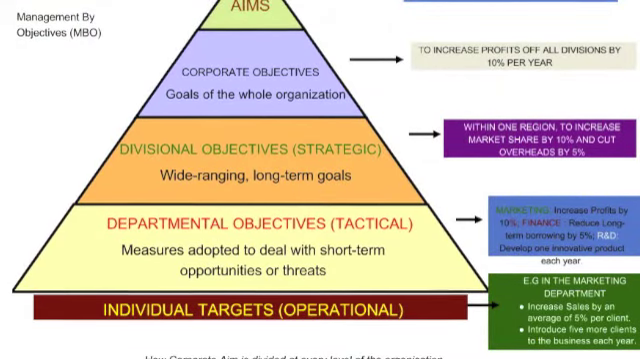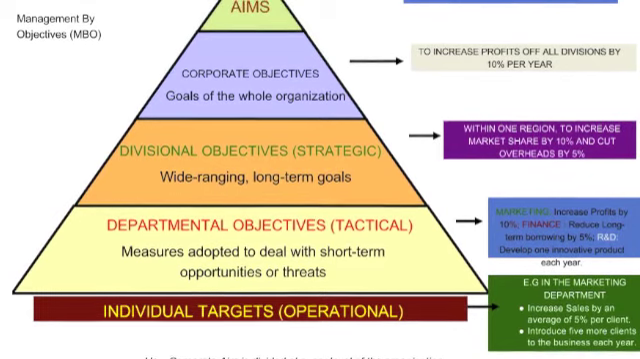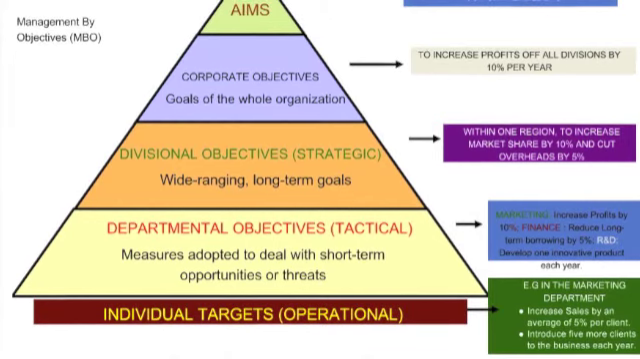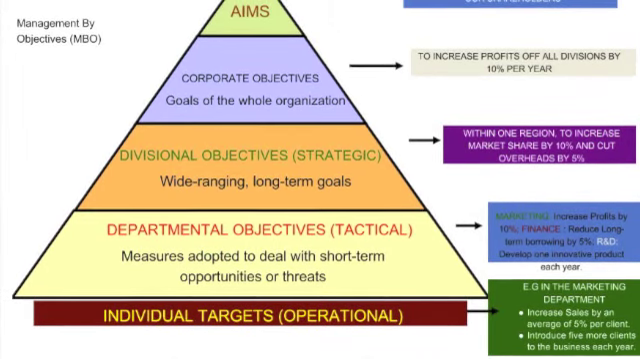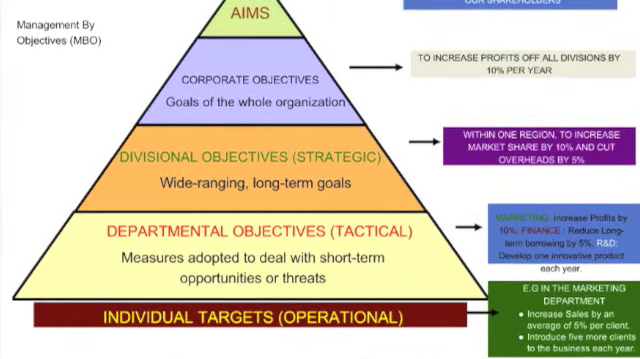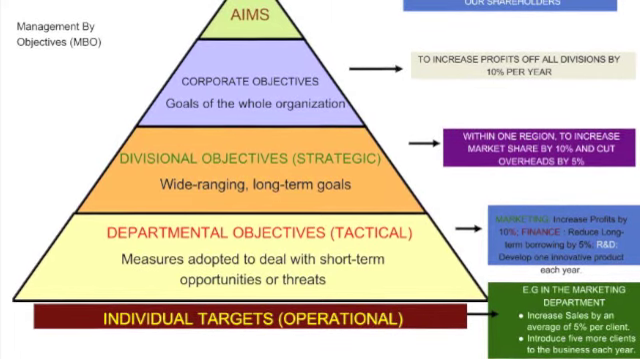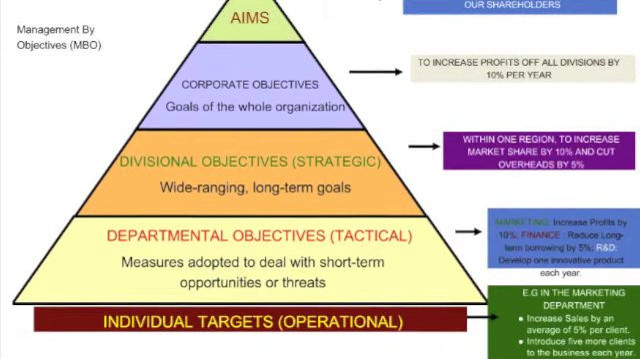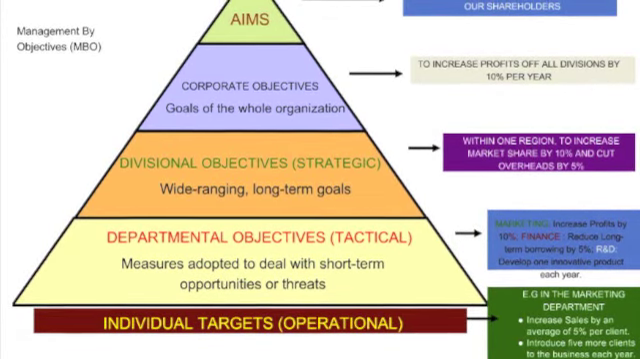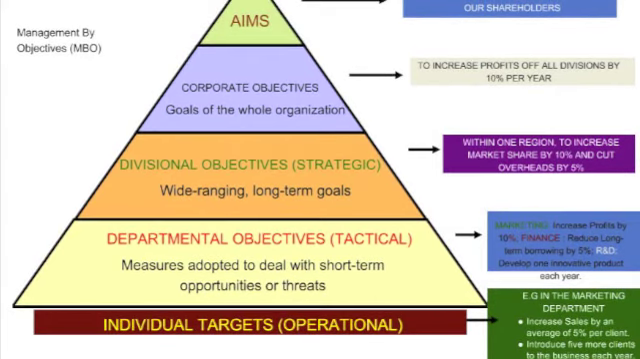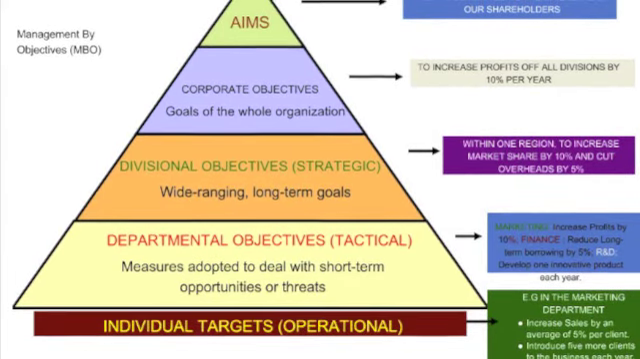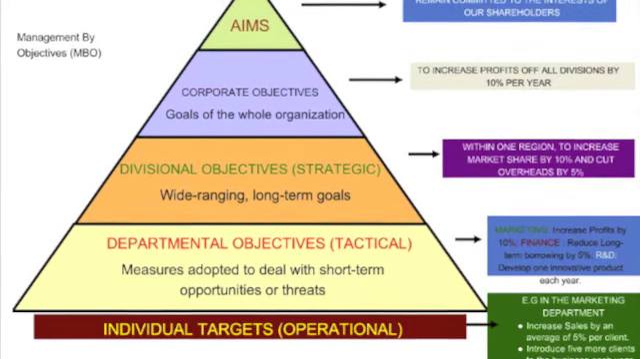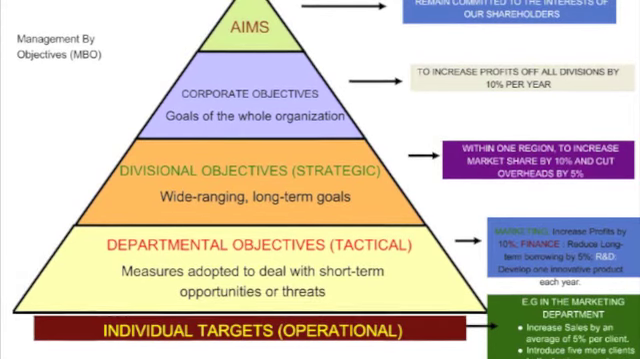This triangle shows the MBOs of a corporation. At the top of the pyramid are the aims, which in this case are to remain committed to the interests of the stakeholders. Following are the corporate objectives or the goals of the whole organization, which, for example, are to increase profits of all divisions by 10% per year. Following are the divisional objectives, which are strategic and can be wide ranging or long term goals. In this case, this is that within one region, to increase market share by 10% and cut overheads by 5%.